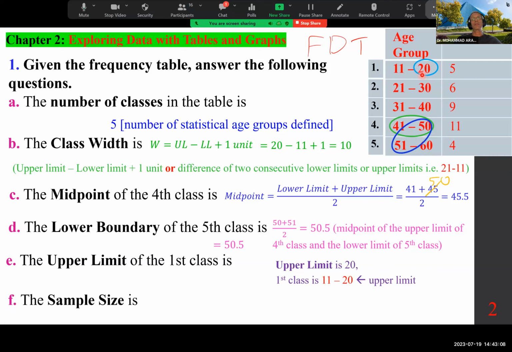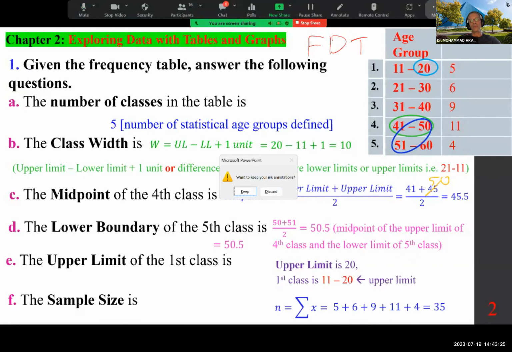The sample size. Well, n equals summation of x. These are the x's, these are the frequencies. All we have to do, add them up. 5 and 6 and 9 and 11 and 4, we add them up and we end up with 35. So the answer is 35.